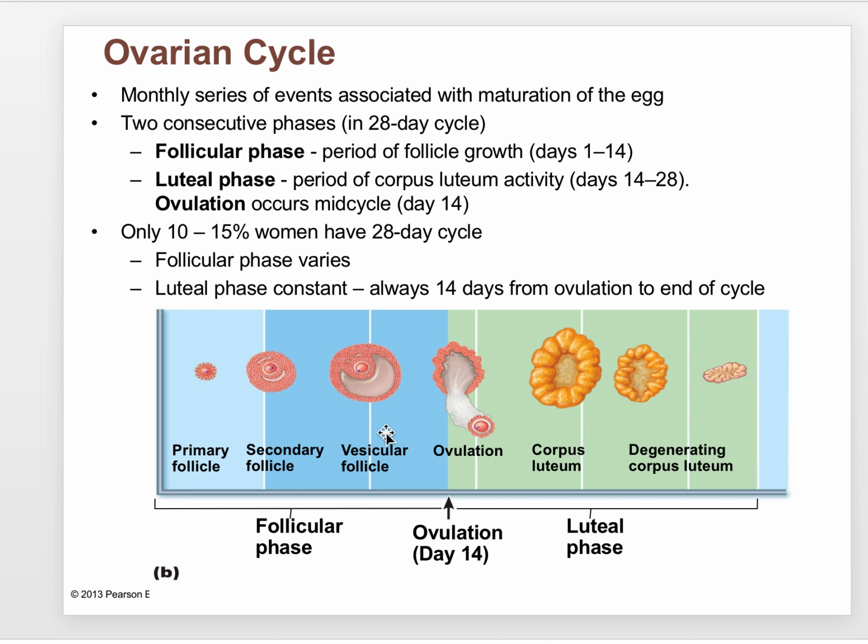So that's the follicular phase. The second phase is the luteal phase. Luteal phase is a period of corpus luteum activity. Corpus luteum is what happens to the follicle after ovulation. It becomes swollen and eventually degenerates.